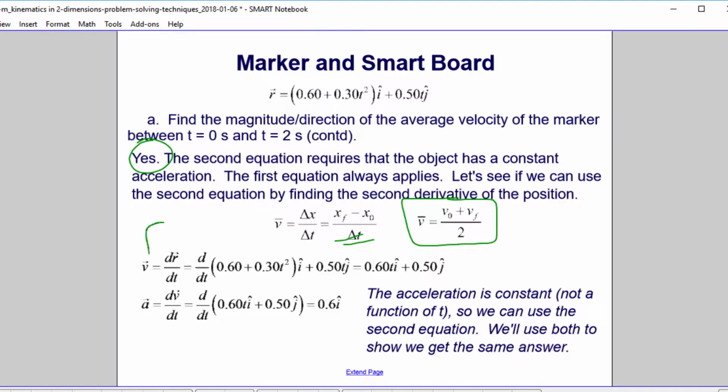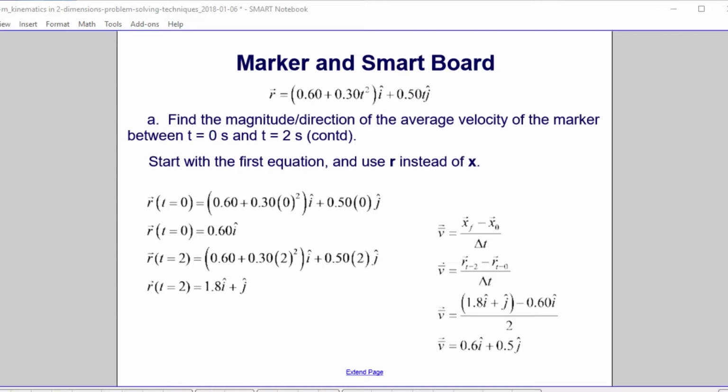So over here we have the velocity, that's the first derivative. So we take the first derivative and we get 0.60 t i hat plus 0.50 j hat. Take the derivative again to find the acceleration, and we get 0.6 i. That's a constant acceleration. It is not a function of time. You don't see t anywhere there. So we can use the second equation. We'll go ahead and use both to show we get the same answer.